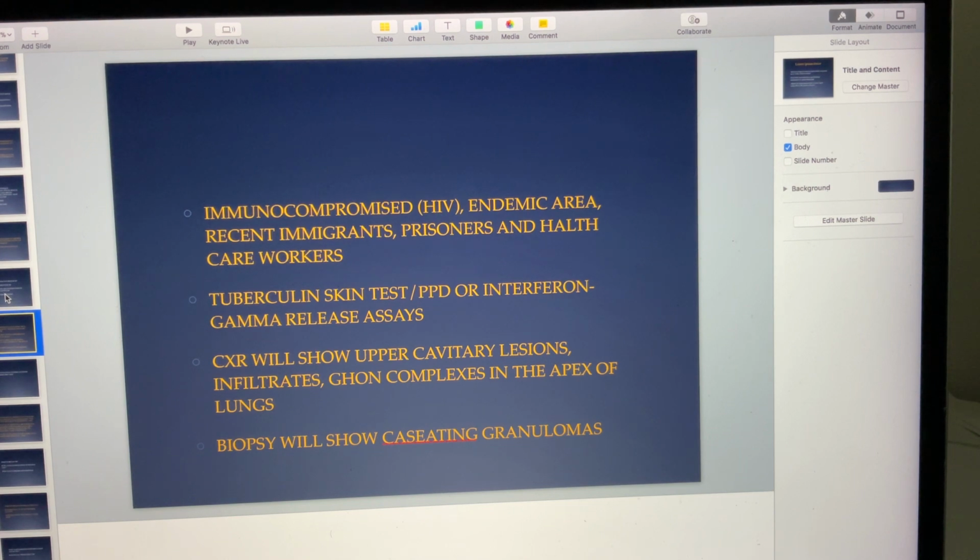What you're likely going to see on the chest X-ray is a cavitary lesion in the upper lung, and you can see infiltrates. You can see Ghon complexes in the apex of the lungs. And if you happen to do a biopsy, you will see caseating granulomas.